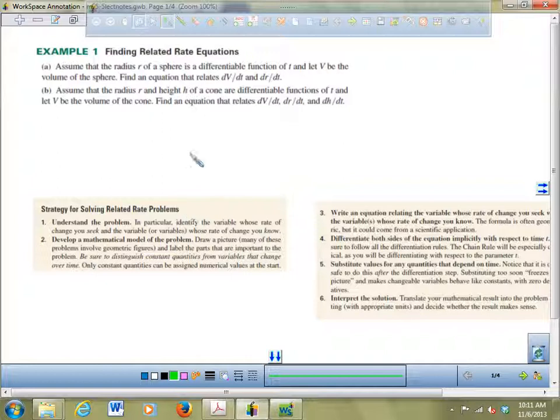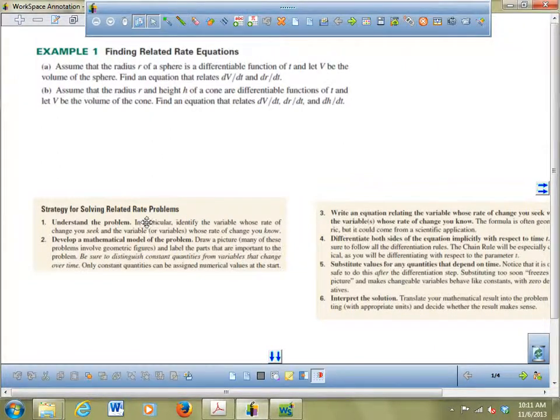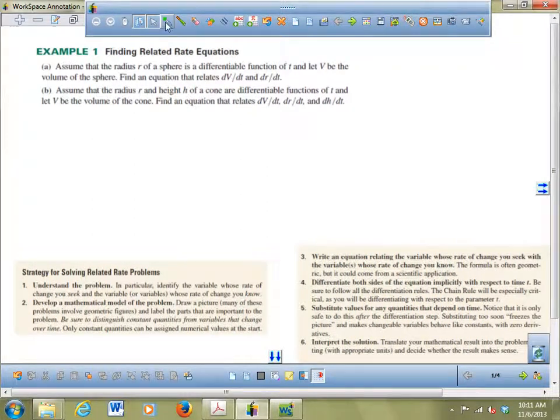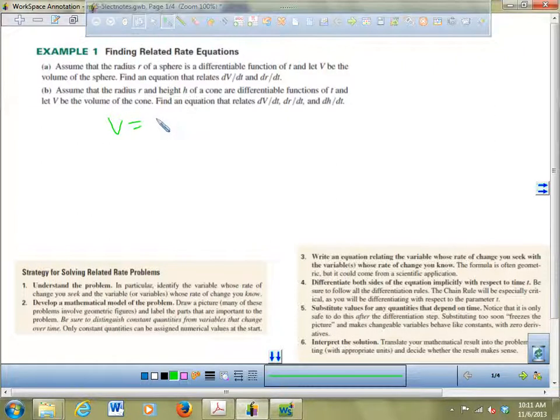So for the first part, let's see if I can move these out of the way for now. First you just set up the volume of a sphere. Who knows the formula for the volume of a sphere? 4/3 pi r cubed. Very good. 4/3 pi r cubed. If you didn't know that, I think they would probably give that to you on a test. If you really didn't know, I'd tell you. But you should get familiar with some of these formulas.